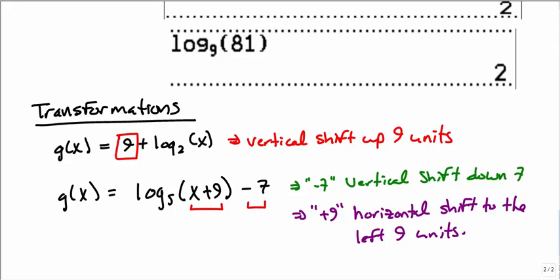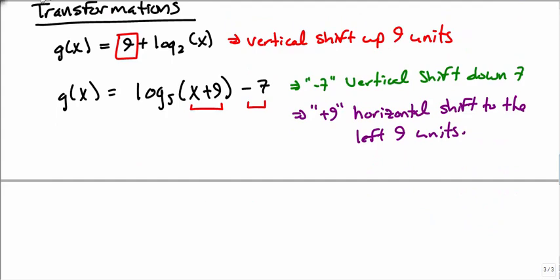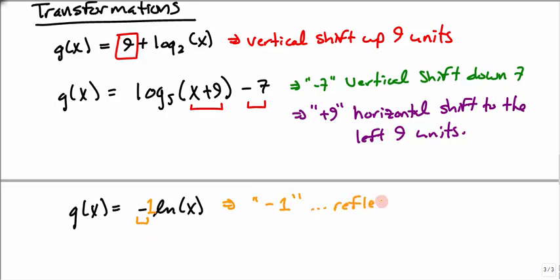Now the other type of transformation that we often talked about was reflecting across an axis. So let's go ahead and look at another example. g of x equals, let's say, minus ln of x. Well, our transformation here is just this negative sign. So this negative 1 that's out front, because we could put a 1 here. This is a reflection across the x-axis. Now if the negative was on the inside of the argument, it would be a reflection across the y-axis, but I don't think you run into any of those in your homework set.